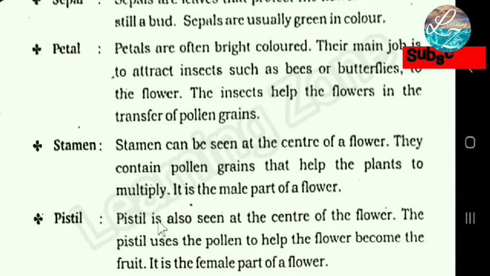Pistil. Pistil is also seen at the center of the flower. The pistil uses the pollen to help the flower become the fruit. It is the female part of a flower.